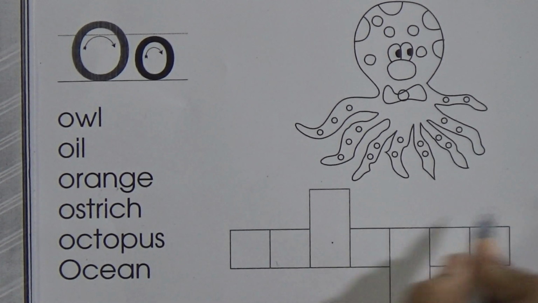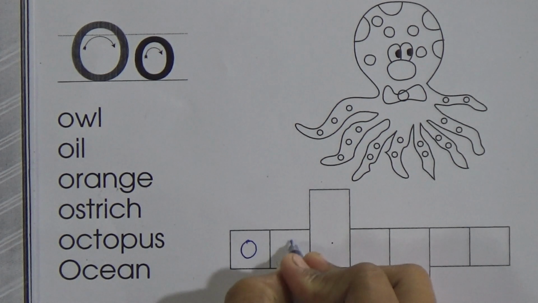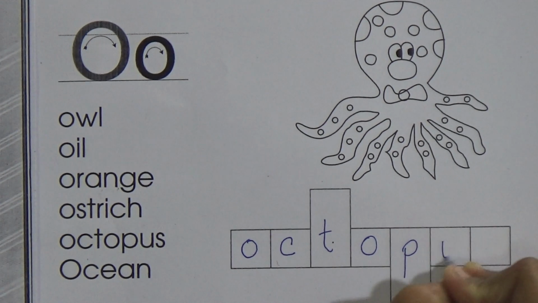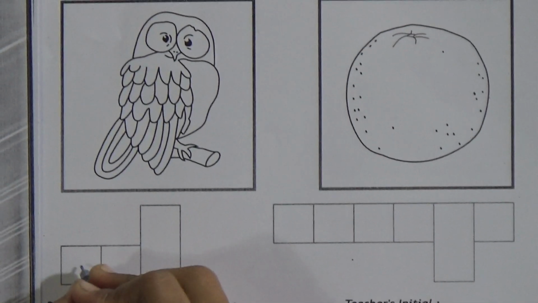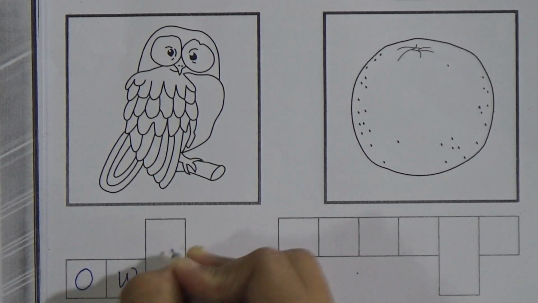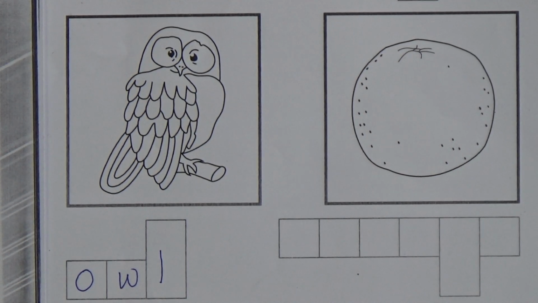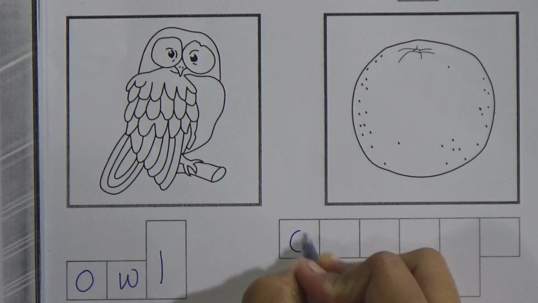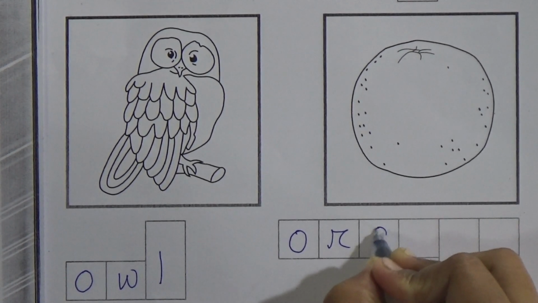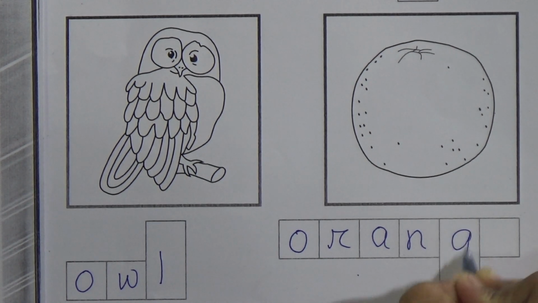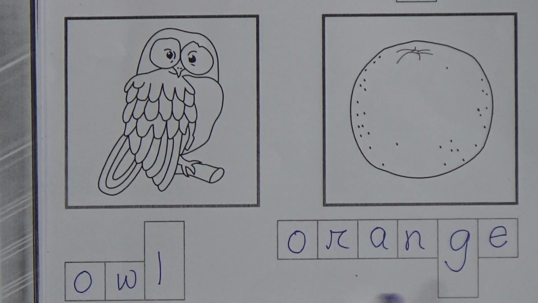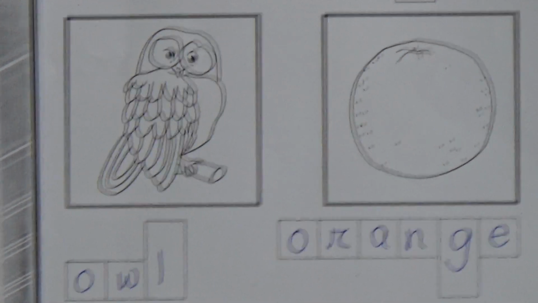What is this? This is the picture of an octopus. O-C-T-O-P-U-S, octopus. This is the picture of an owl. O-W-L, owl is a bird. This is the picture of a fruit, very tasty fruit, orange. O-R-A-N-G-E, orange. So here O for octopus, owl, orange. Now go to the next one.